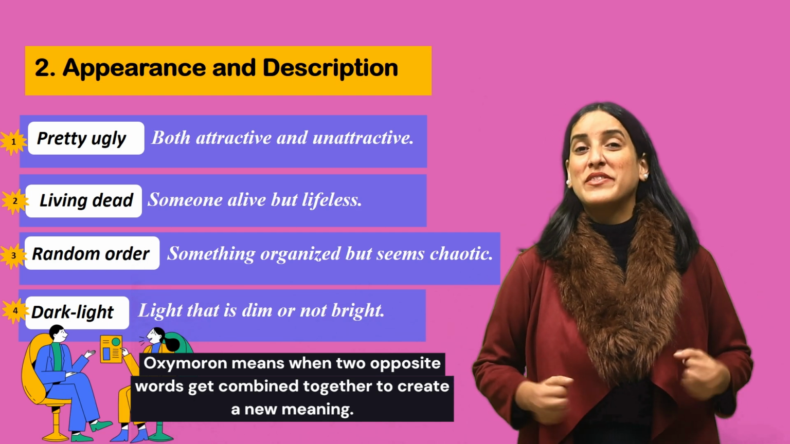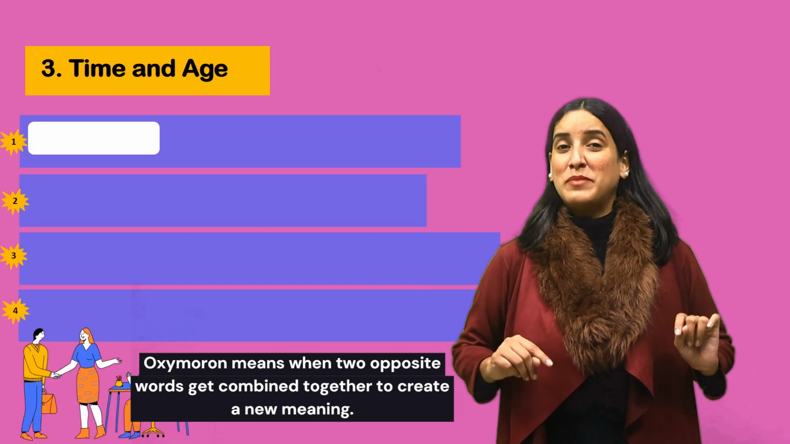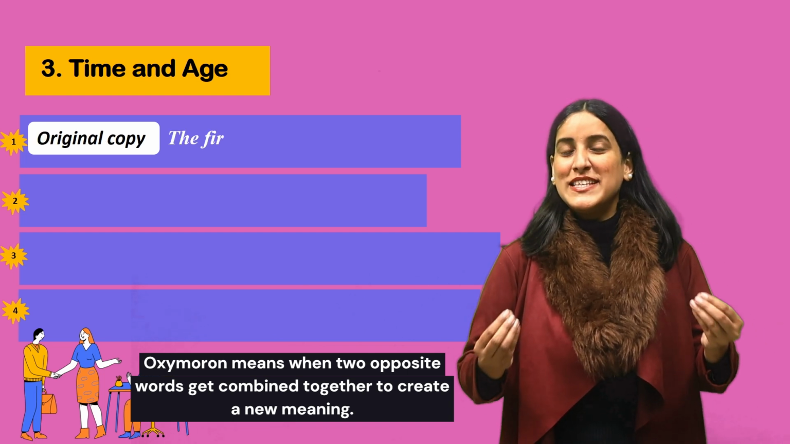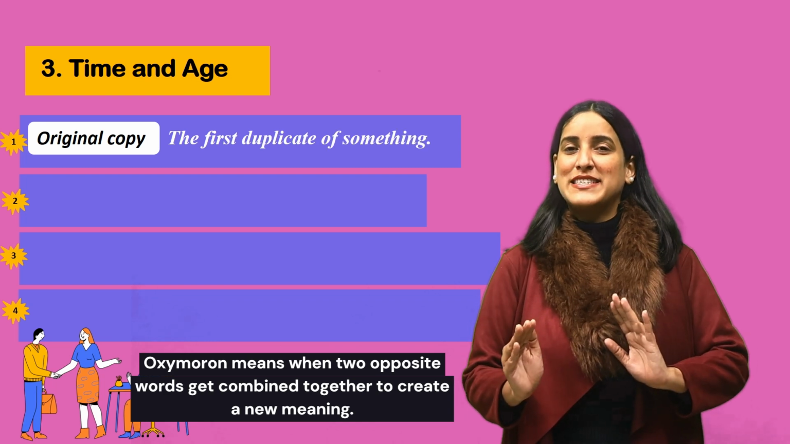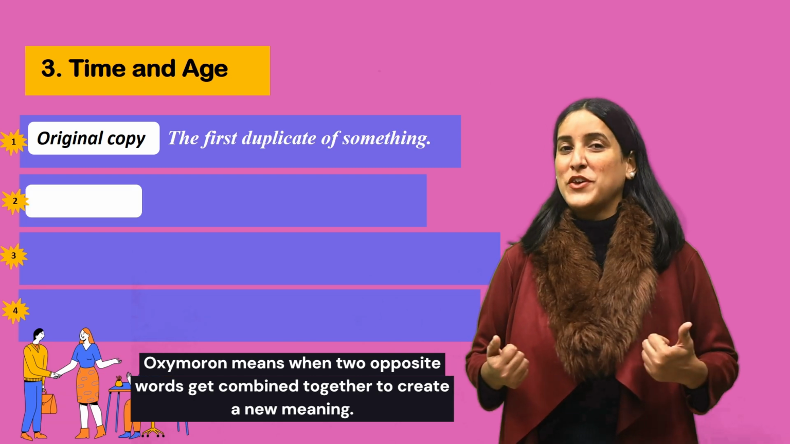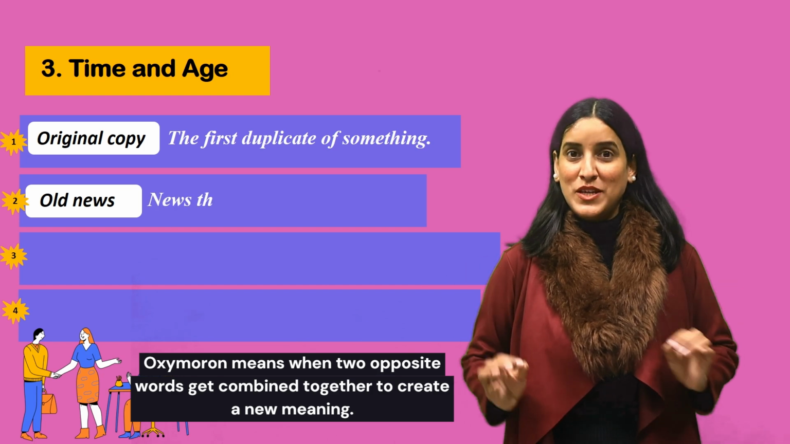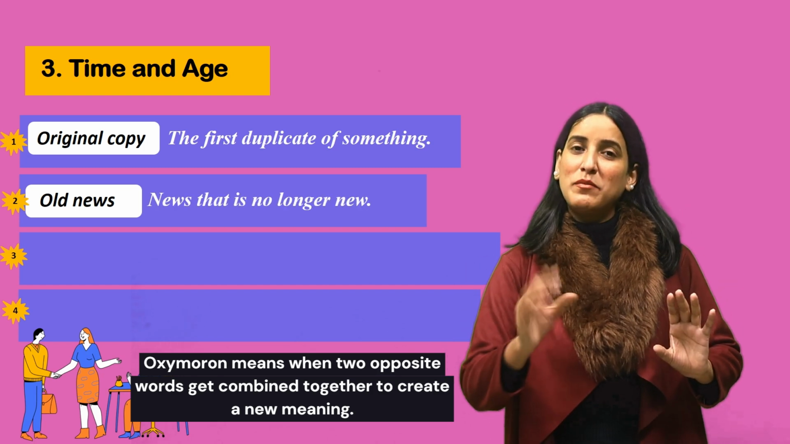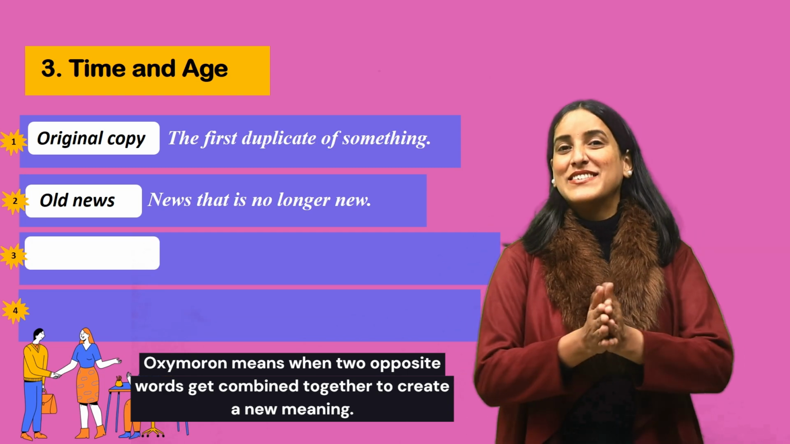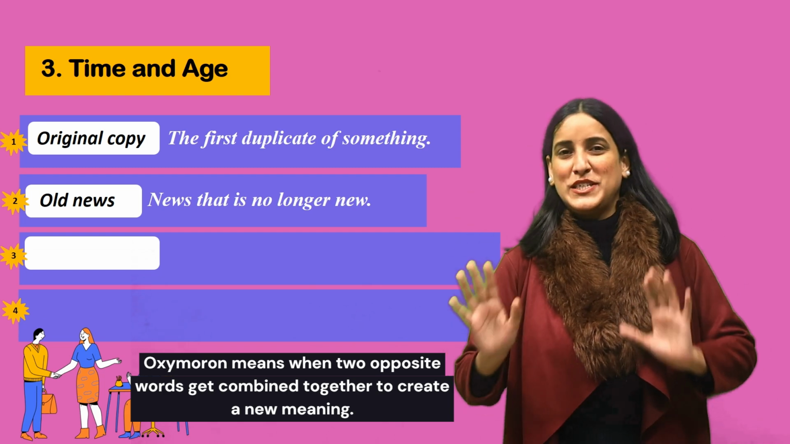Yes, let's explore the third set of words, which are from time and age. Okay, the first one being original copy. Original but copy. Interesting, right? So it means the first duplicate of something. For example, please keep the original copy of your birth certificate with you. So that's one. The second being old news. News already means something happening currently, but old news is news that is no longer new. For example, the celebrity scandal is old news now.